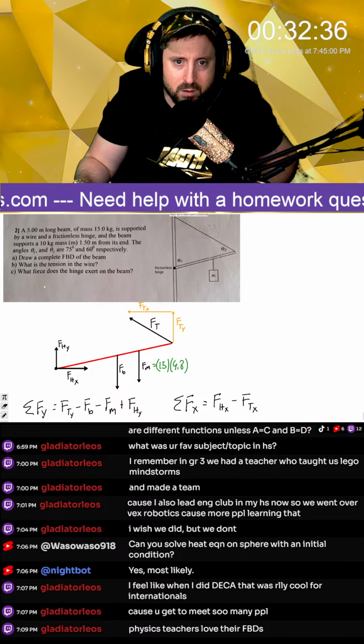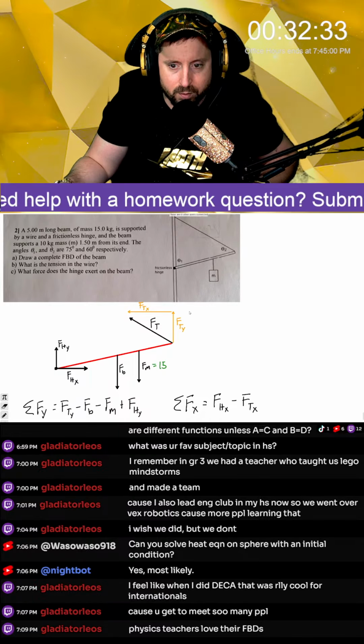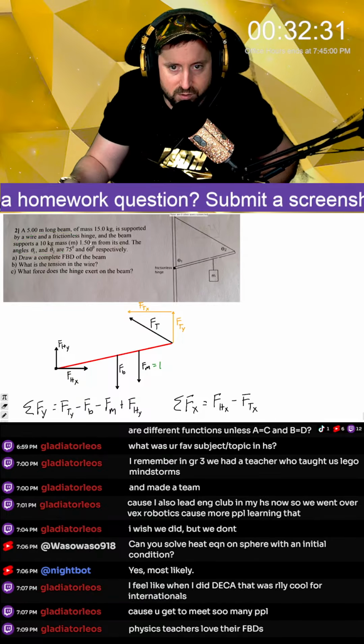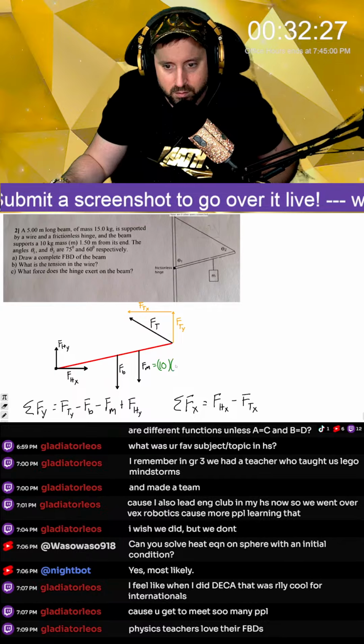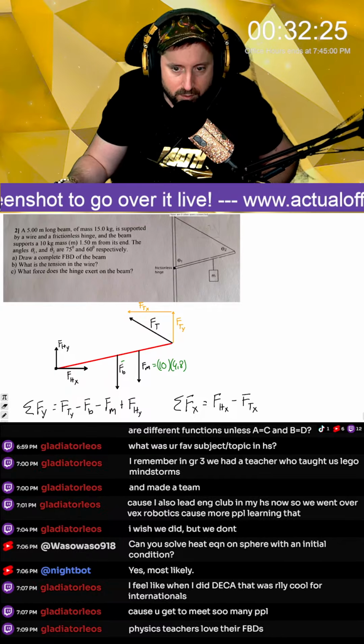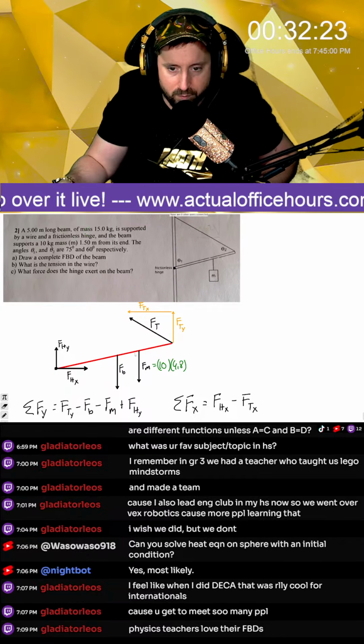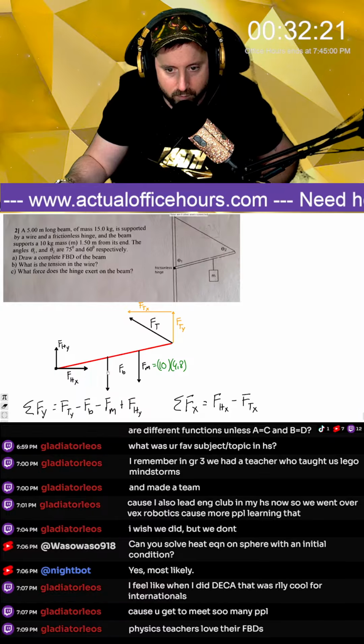The beam... Oh, wait. No, sorry. The mass it's connected to is 10. Sorry, this is 10 times 9.8. This one is 15. The whole beam is 15. Let's move it over a little bit.